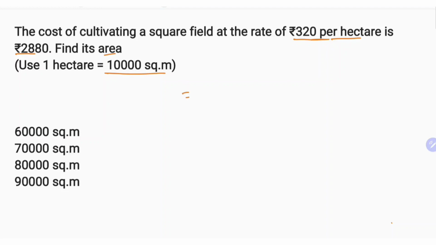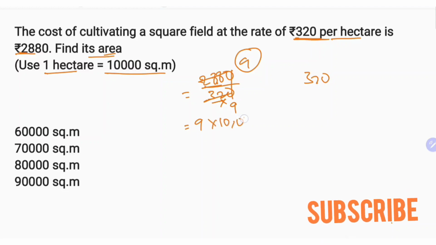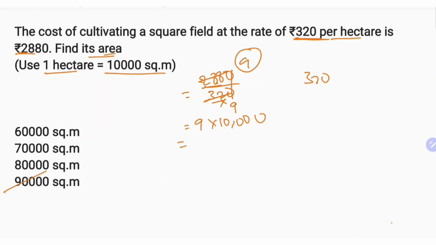First of all, in this type of question, what is the total cost? What is the rate per hectare? Here you can understand one thing. It is 32, it is 288. 320 is 32 tens, and the value is above, so it must be 9 times. Clear? It is 9 hectares. Find its area: 9 into 10,000, the answer is 90,000. Clear?